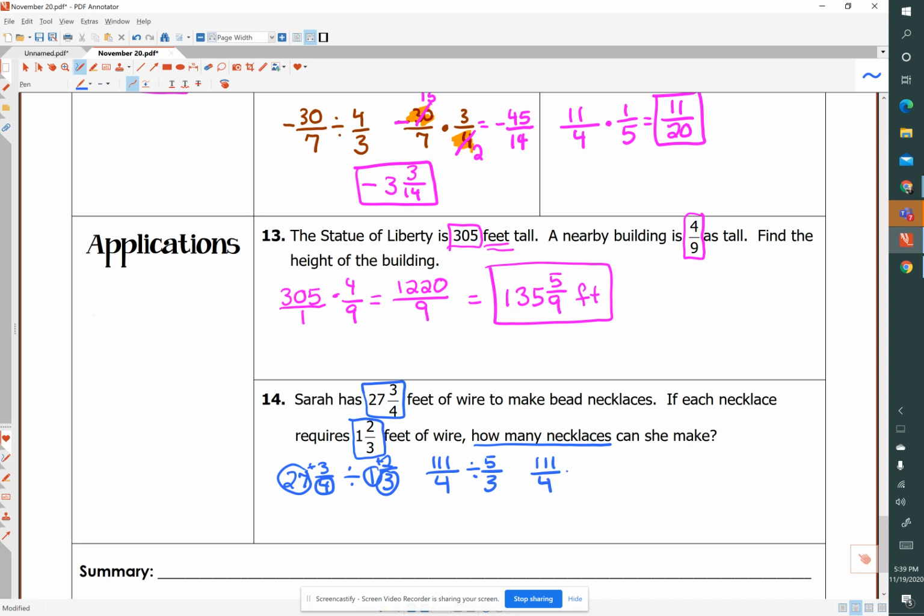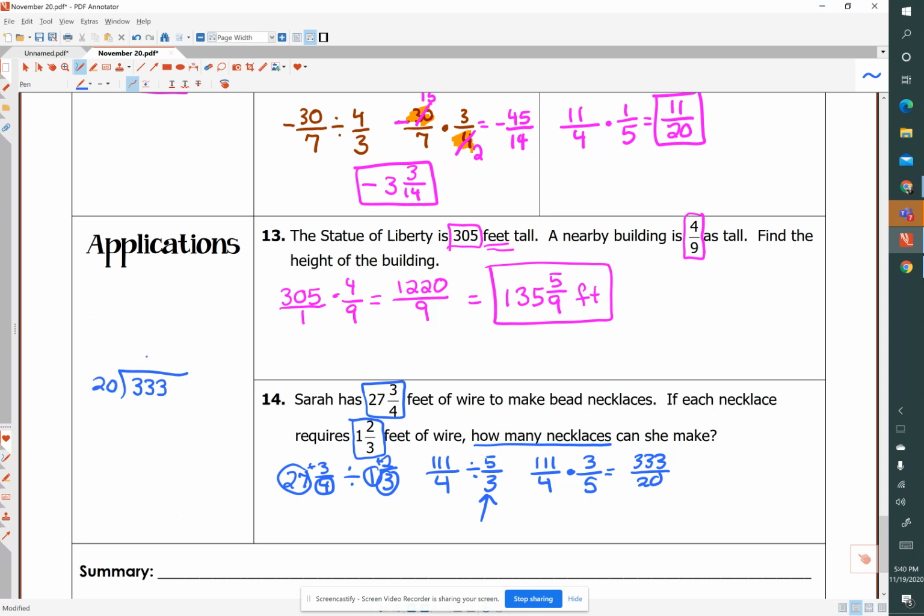Now let's set up our multiplication. 111 over 4, both positive numbers, times the reciprocal of 5/3, which is 3 over 5. And there is no cross canceling that we can do with this. We're cross simplifying. 111 is not a multiple of 5, and 4 is not a multiple of 3. So 111 times 3 equals 333. 5 times 4 equals 20. Now that's an improper fraction. Let's find out how many groups of 20 over 20 are in there. So we'll take 333 and divide it by 20.